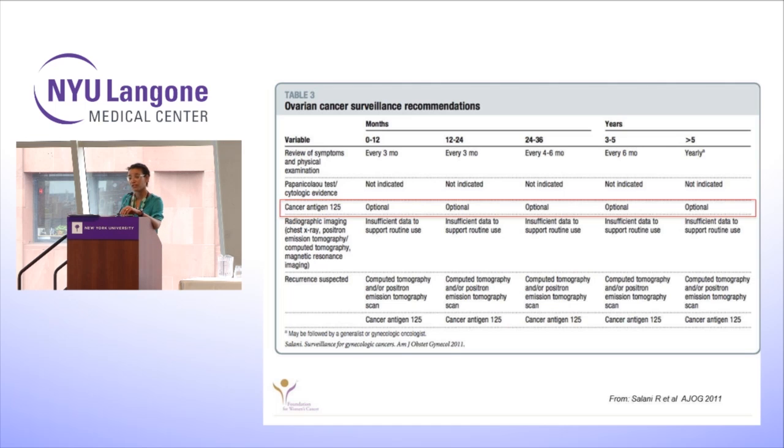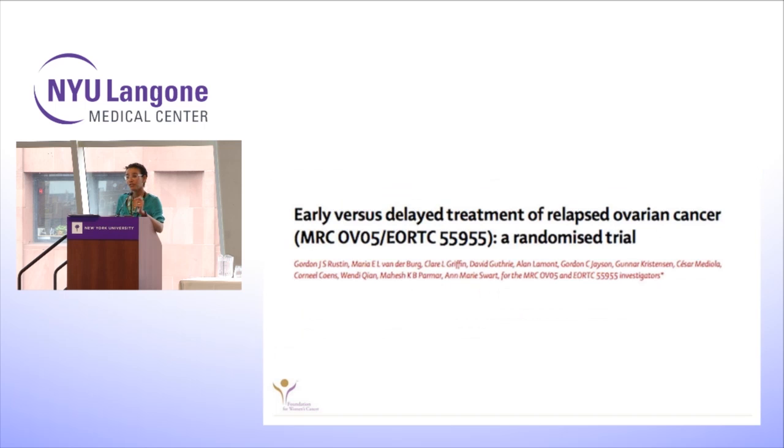When we looked at ovarian cancer surveillance, you can see across the board, CA125, optional. It doesn't say definite, it says optional. Now, why is that? There was another pretty ambitious randomized trial in the UK, led by Gordon Rustin, who wanted to know, how is CA125 helping my patients in surveillance?